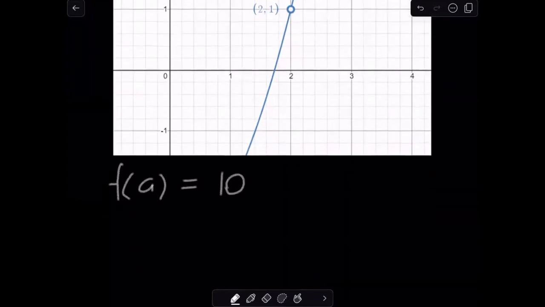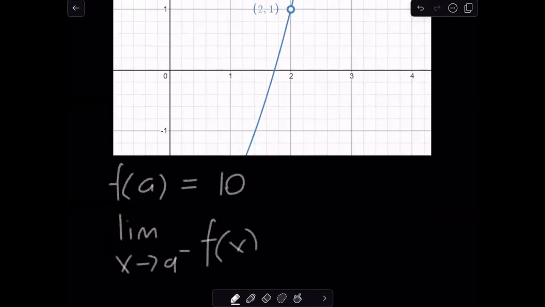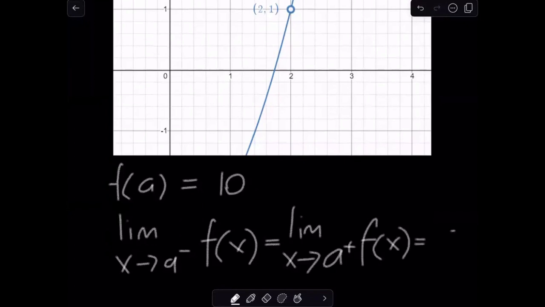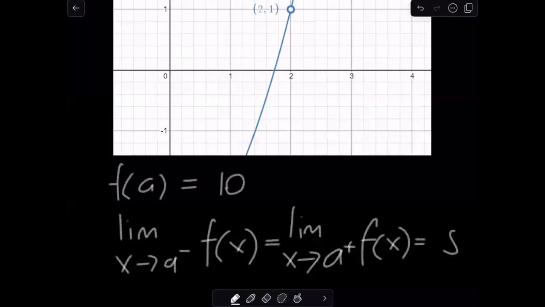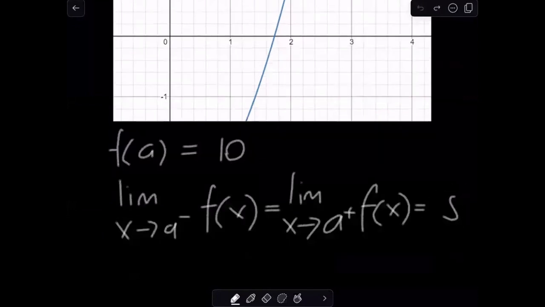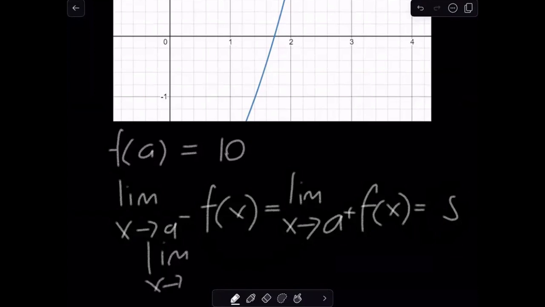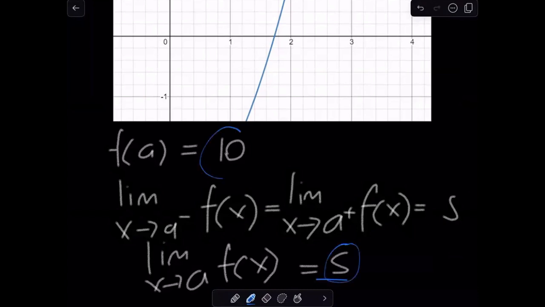and we have the limit as x approaches a from the left-hand side of f of x, that's equal to the limit as x approaches a from the right-hand side of f of x. That's equal to, let's say, 5. So these two are equal, and that's equal to 5. Therefore, the full limit is going to exist. Okay, as x approaches a, and that's equal to 5. So notice that the two one-sided limits are equal, and the full limit then exists, and that's equal to 5, but it is not equal to the function value.